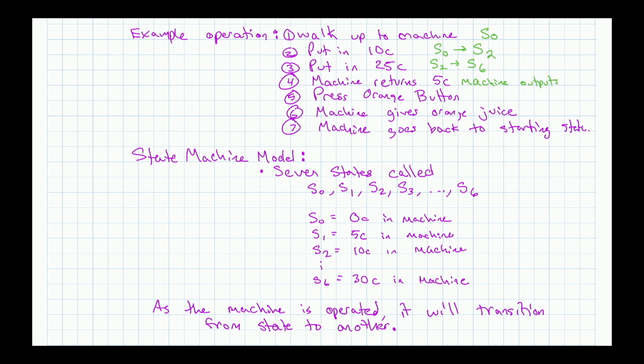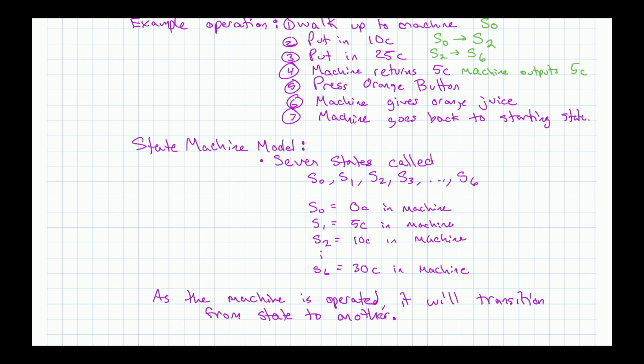This is not a state transition, so I don't know why I'm just writing what I already wrote. Okay. Then you press the orange button, and then the machine gives orange juice, and then the machine goes back to the starting state. So all of this together, these last 3 steps, is where the machine goes from S6, which is when it had 30 cents, back to 0, right? That's where you spend your money, it goes back to the start. It goes back to the start, but it also spits out your orange juice.